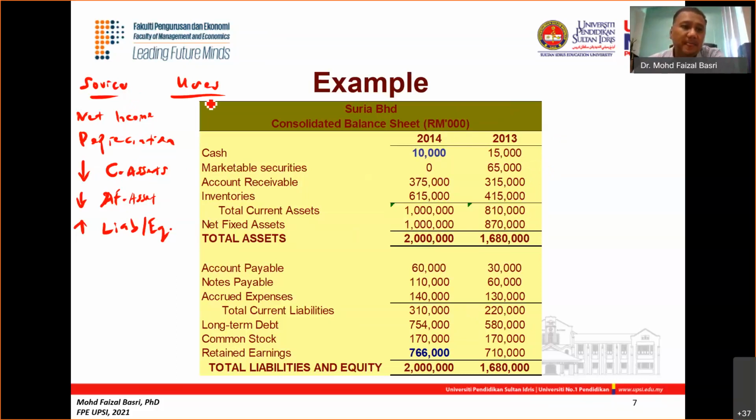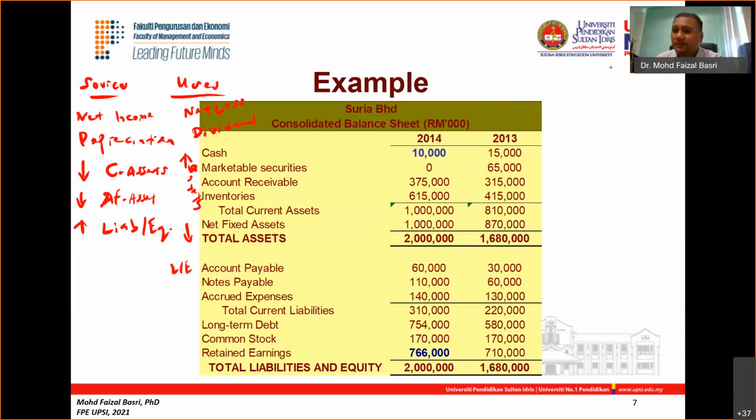For uses, net loss will be part of uses. Dividend will be part of uses. And the opposite of this, meaning increase in assets, will be uses. Increase in assets will be part of uses, and decrease in liability and equity will be uses as well.